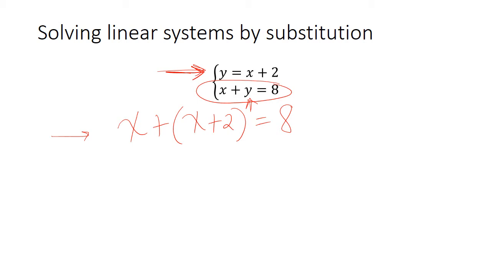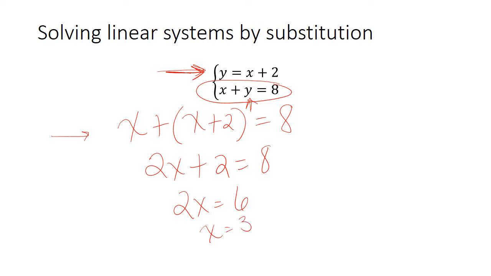From here, I'm just going to simplify, take my x's and add them. So that would be 2x plus 2 is equal to 8. Go ahead and subtract my 2 to the other side, giving me a 6. Divided by 2 gives me x equals 3.